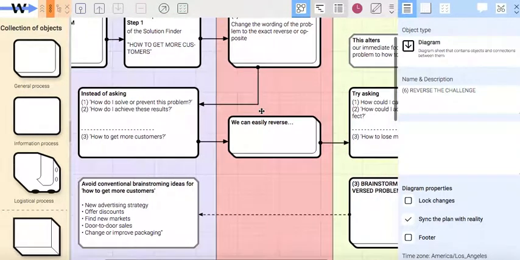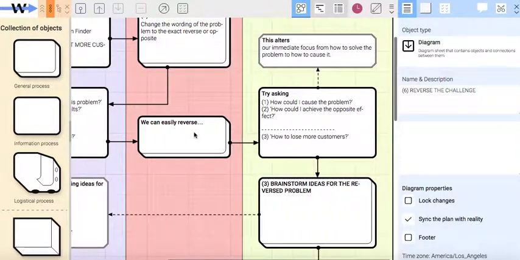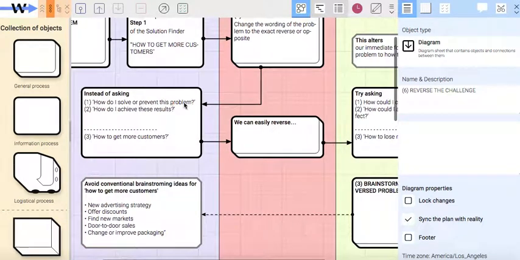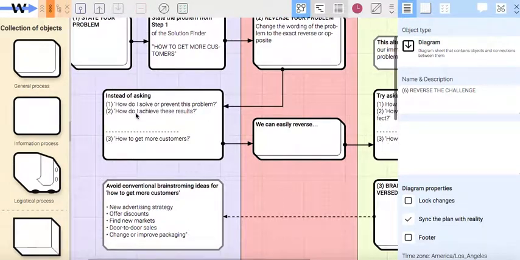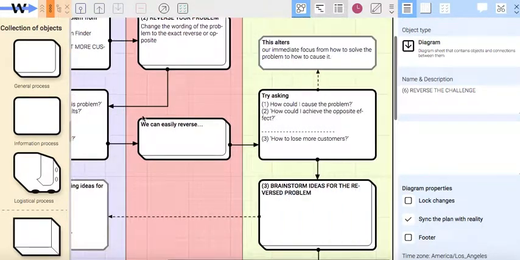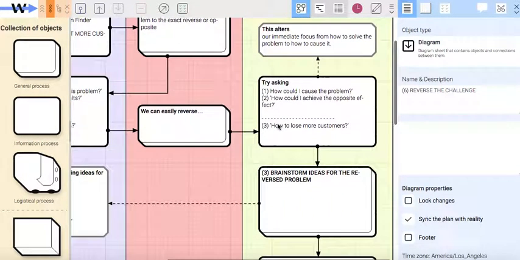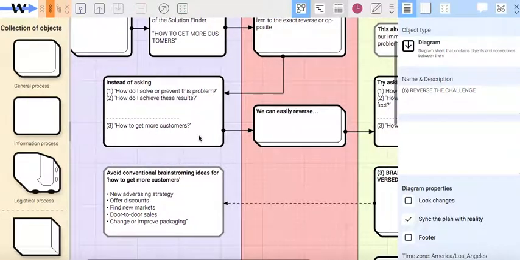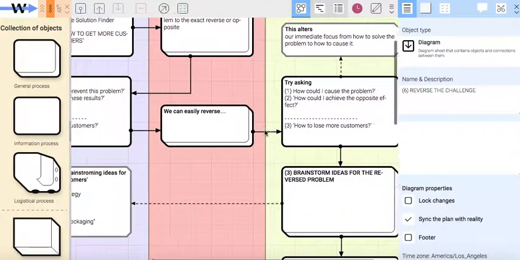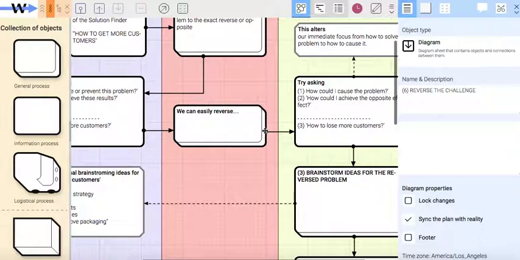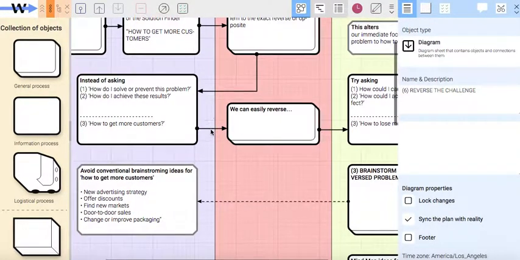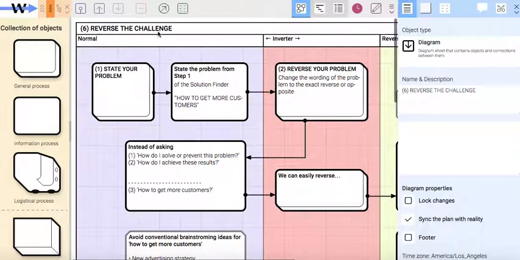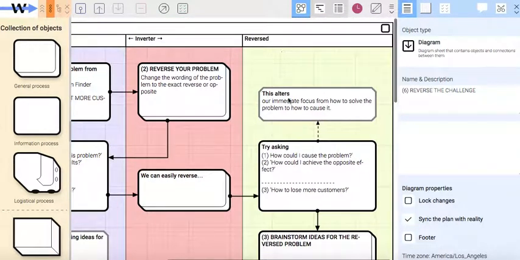So if we're asking how do I solve or prevent the problem here, we're going to say how can I cause the problem. If here we're asking how do I achieve these results, here we're asking how could I achieve the opposite effect. If here we're asking how to get more customers, here we're going to ask how to lose more customers, okay? So this structure teaches you how to take the normal questions you ask to help you generate ideas, and you're doing what this technique says, reversing the challenge in the reversed column.